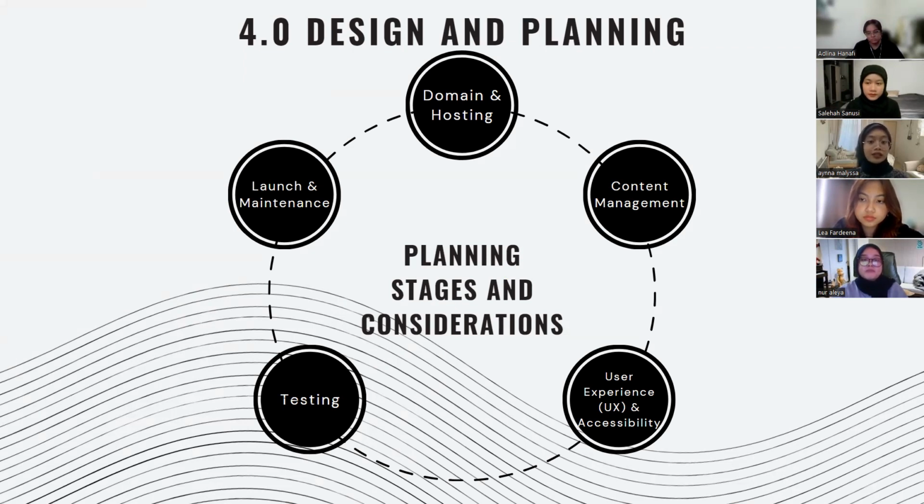The third one is user experience and accessibility. We prioritize a positive user experience by ensuring easy navigation, and ensure that the website is accessible to users with disability. And the fourth one is testing. We perform testing across different browsers and devices to identify and fix potential issues. The last one is launch and maintenance. We plan the website launch and post-launch activities, and establish a maintenance plan for regular updates, security checks, and improvements.